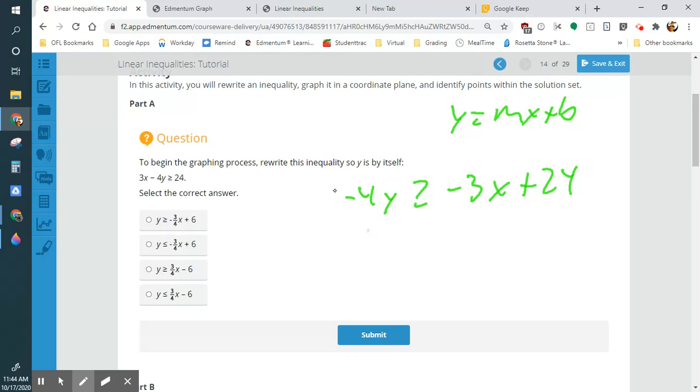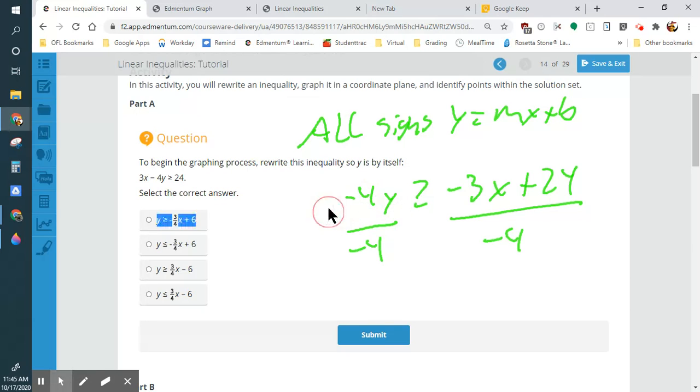Now, here's the tricky part, guys. Here's the part you guys always have to remember. Whenever you divide by a negative, all of the signs change. All signs change. You're changing everything from a positive to a negative. So, for example, this negative 4y right here is going to change to a positive. And this is going to change to a positive. This will change to a negative. So that means this sign right here should probably change as well. So let's get into that.